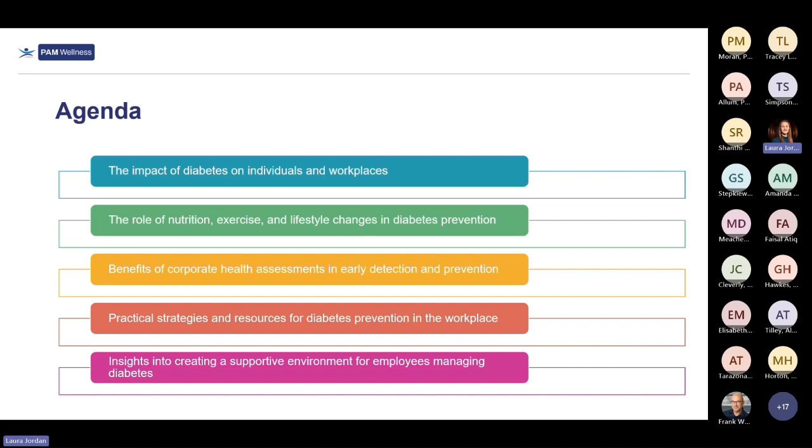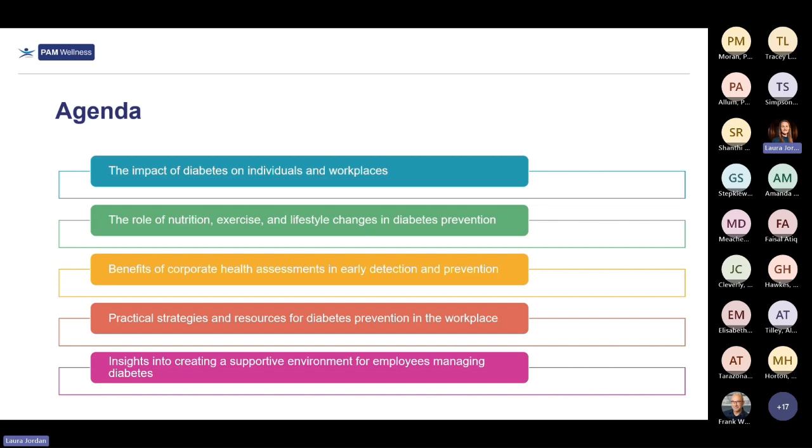So what we're going to be exploring are these 5 key elements that you can see on the screen there. We'll kick off first and foremost and explore, well, what is diabetes? What do we mean by that term? And the impact that it has specifically on individuals and in the workplace. We'll do a little bit of a deep dive into the role of nutrition, exercise, and lifestyle changes when it comes to diabetes prevention. So it'll be a light touch on some of the elements here, particularly focusing on that lifestyle prescription. We'll explore the benefits of corporate health assessments when it comes to that early detection and prevention of diabetes. And particularly here, we're looking at type 2 diabetes.